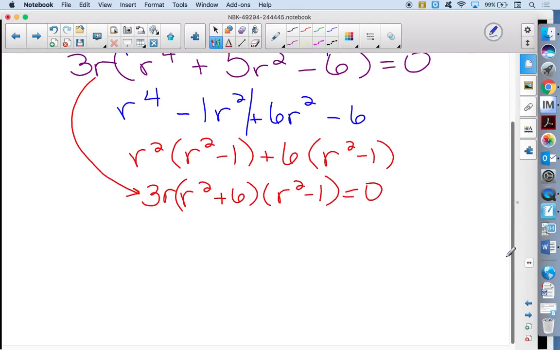Okay, so far we took out a GCF, we used AC grouping. Is there anything else to do to factor it completely? Emma? The r squared minus 1 is... and it breaks up as? r minus 1 and r plus 1. Right.